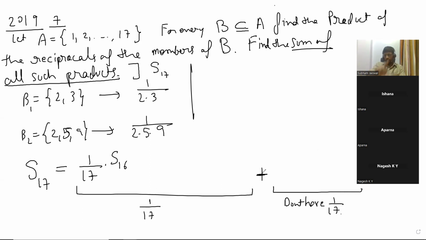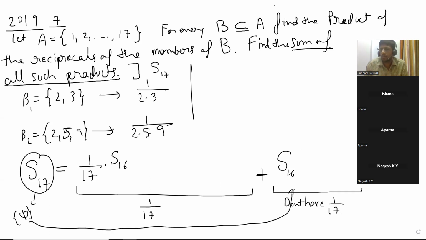So now, what do we do with the other terms? They don't have 17. So that is also S16. But it is S16 minus 1 according to our definition, because here the empty set was not counted. No, it was counted. Yeah, according to this, here we are counting the empty set. And so that empty set will be here. Right? For the empty set, we had a 1, and that 1 was here for the empty set. So it is S16.